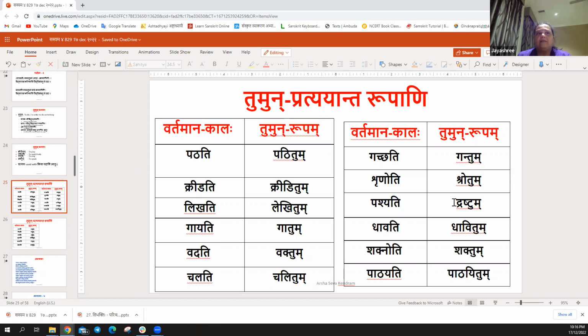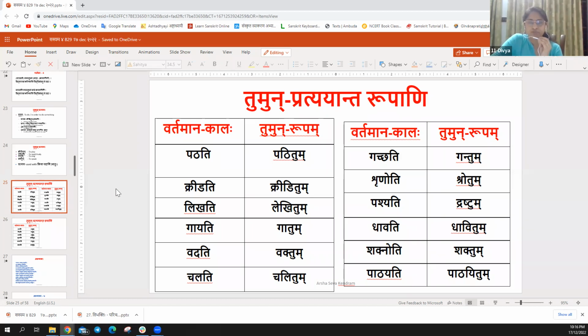Something aham chalachitra drashtum gachami. Something like that. Dhavati dhavitum. Shaknoti shaktum. Pathayati pathayitum. Anybody wants to read this once quickly? Quick read.